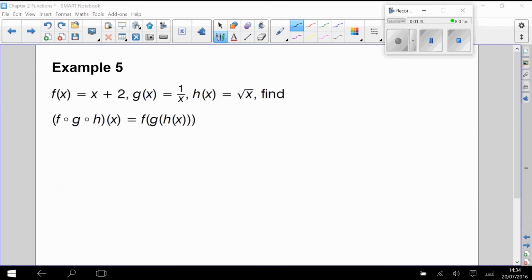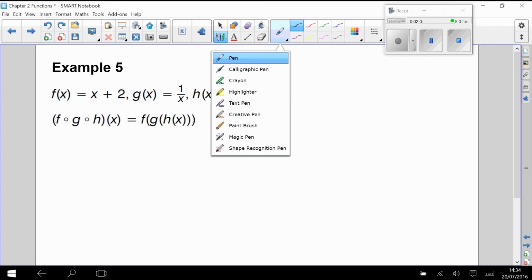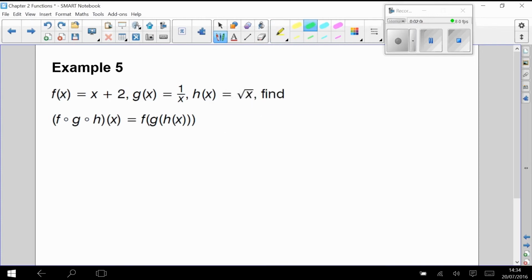I've so far shown you how to find composite functions using two functions, but clearly a composite function can be found using any number of functions. Let's try this with three functions. What I'm going to do is highlight slowly how we're going to substitute everything eventually into the function of f of x.